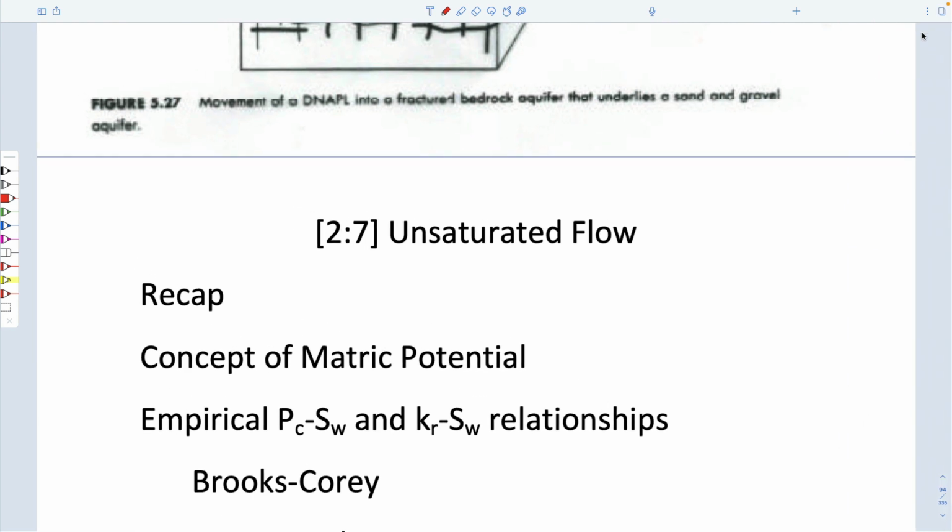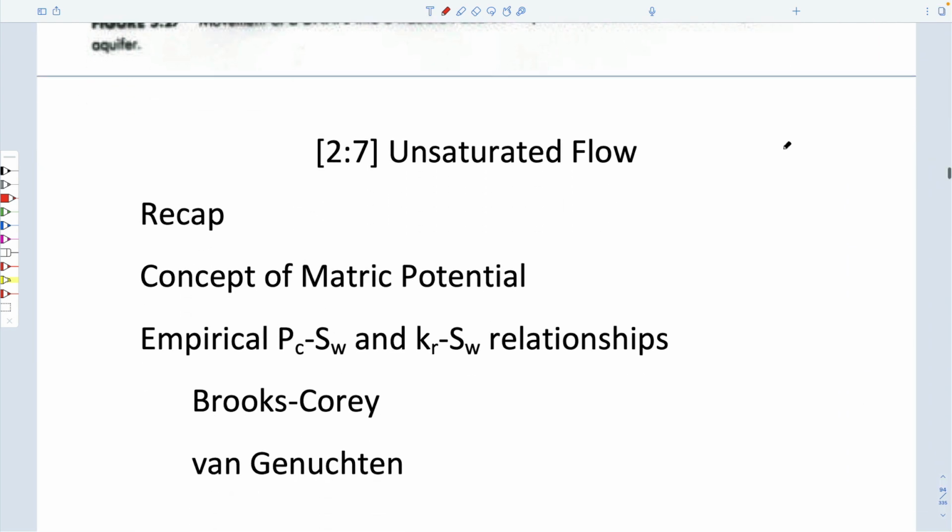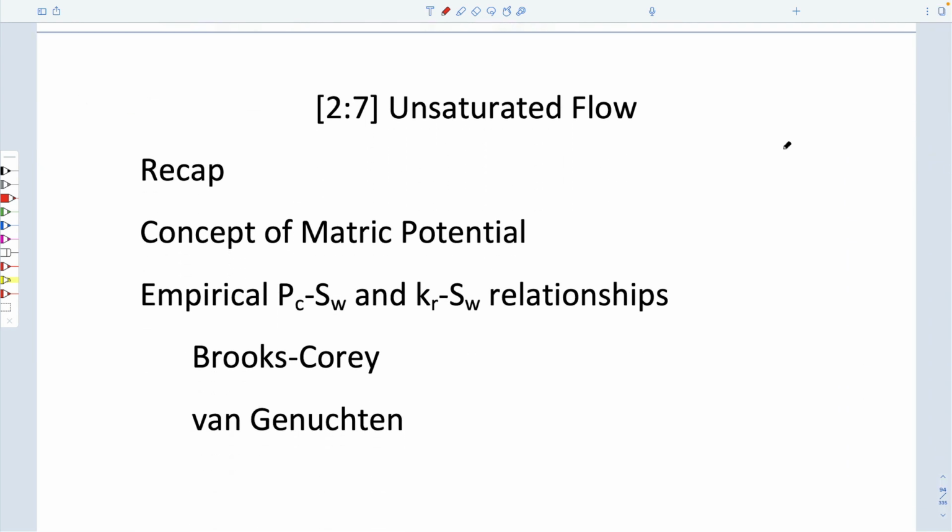And so today we'll finish this off, because next Tuesday we'll start talking about transport of dissolved components carried within porous media. So today our last part is to talk about the unsaturated zone. We'll talk about the concept of matrix potential. We'll revisit our empirical capillary pressure versus saturation curves and relative permeability curves.